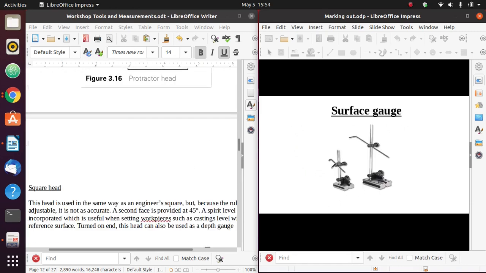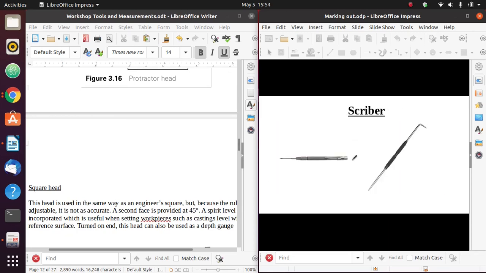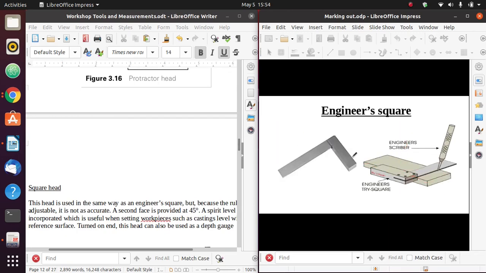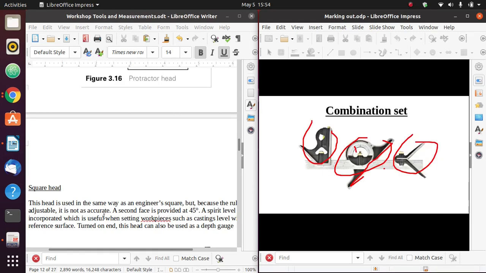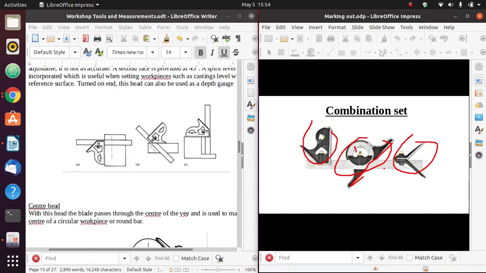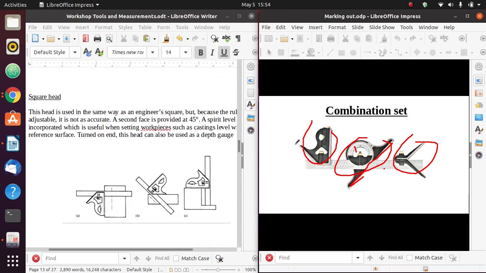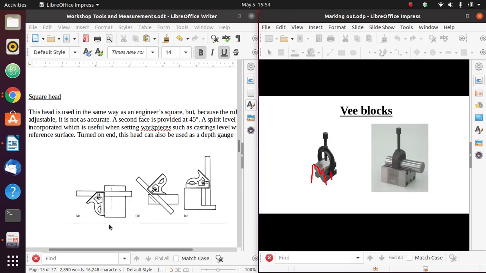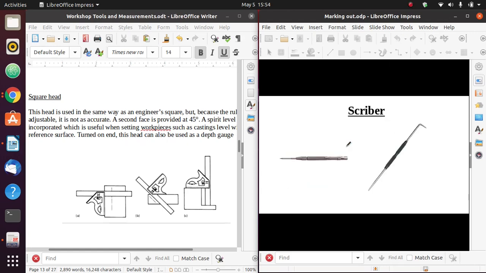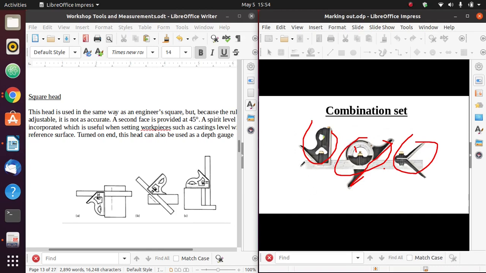Now, there's this head upper. Oops, I'm sorry. Kuna hii kichwa ambayo iko hapa. This one is known as a square head. It is the same thing as we use, the same way we use an engineer square, ile ambayo tumeona previously, but the ruler is adjustable. This ruler is adjustable. These heads can move. Zinaweza songa within this ruler. They have slots in them so that you can be able to move them.